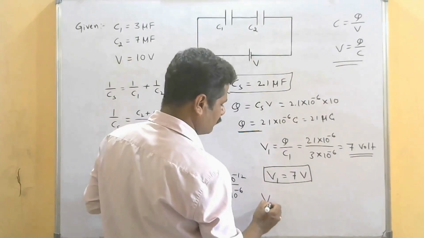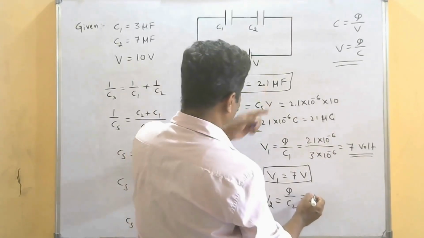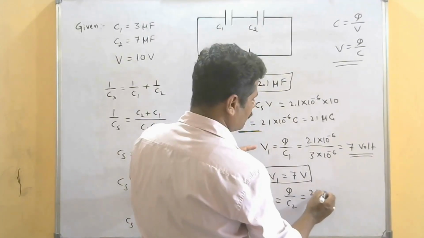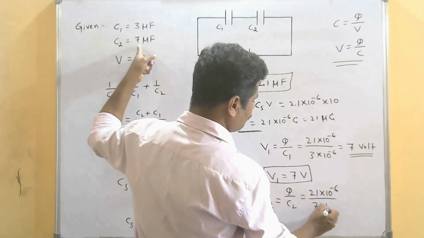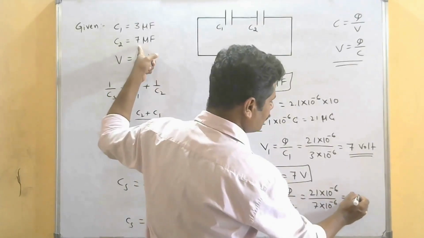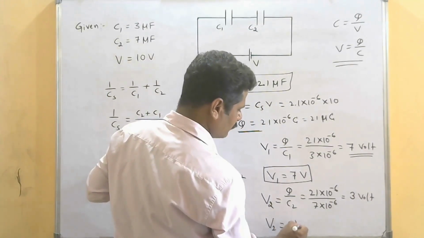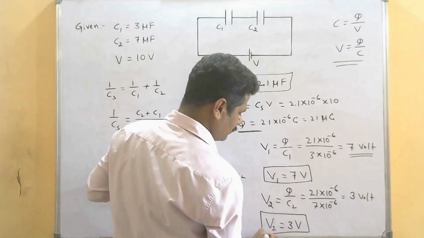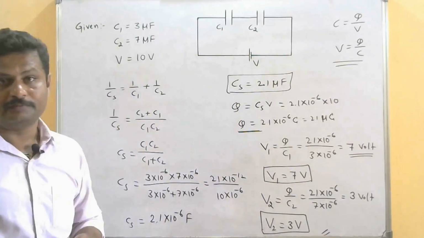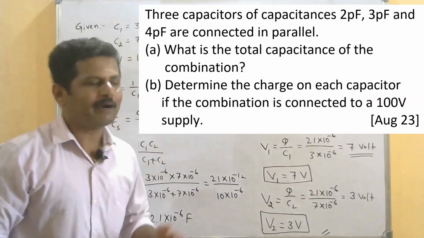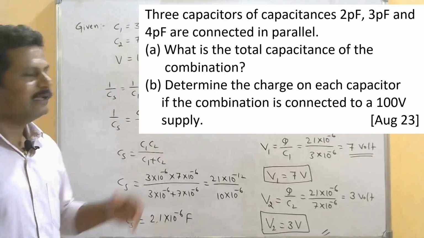In the same manner, V2 equals Q by C2. Here Q is 21 microcoulomb divided by C2, C2 equals 7 microfarad. Here 7 on 7 is 1, and 3, so 3 volt. So V2 is equal to 3 volt. In this way we can find out the potential difference across each capacitor. Okay. Now try to solve the practice question on the screen and post your answer in the comment section. I will share the detailed solution in my next video. Thank you.